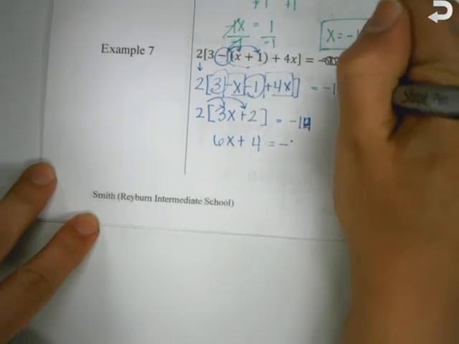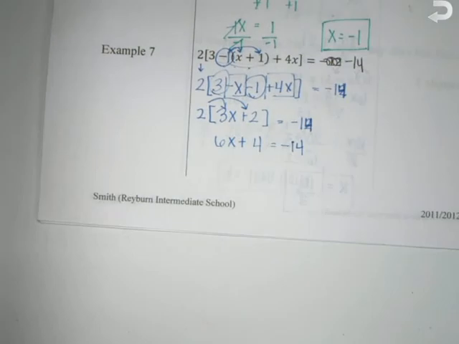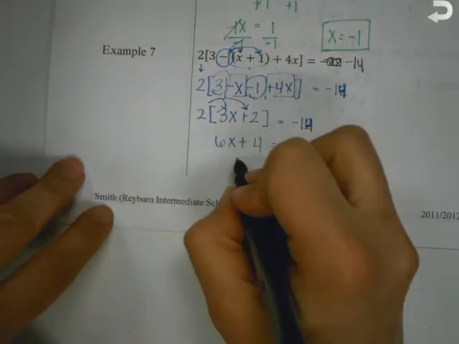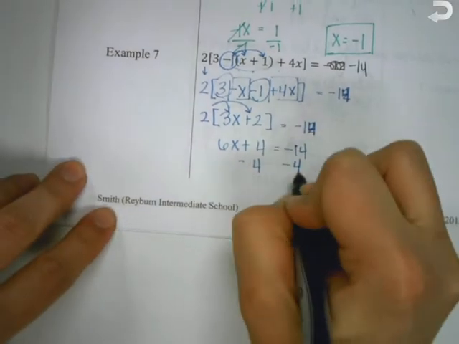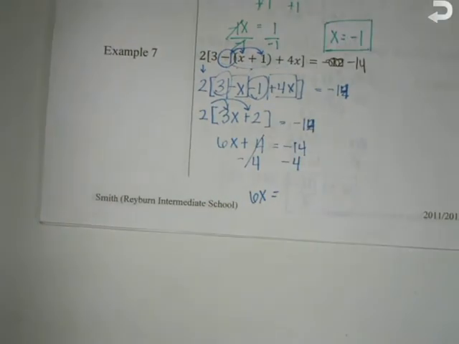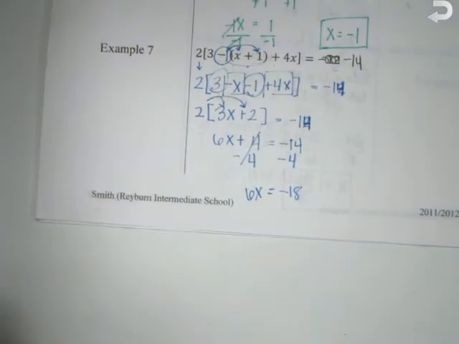Okay, now what? Subtract 4. So that's going to give me 6x equals negative 18. You're welcome. And then what? Divide by 6. So x equals negative 3.